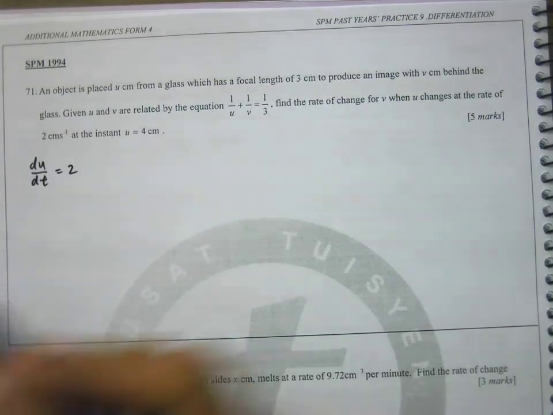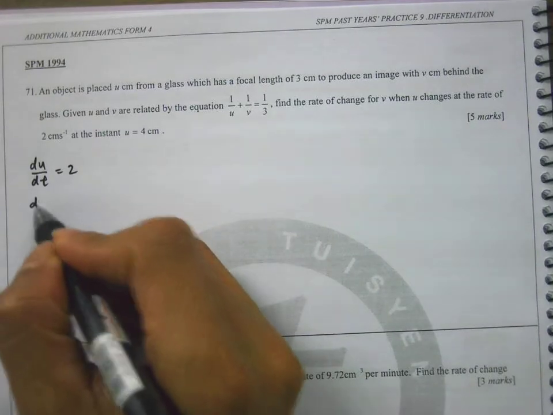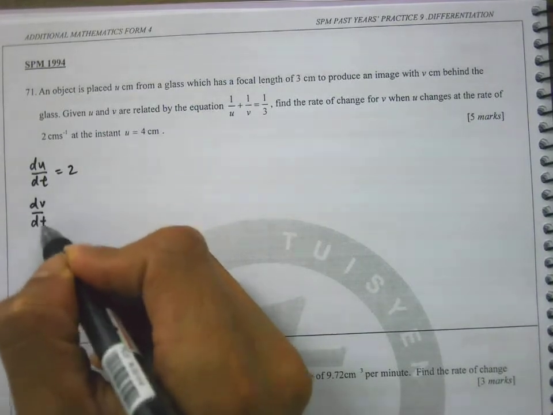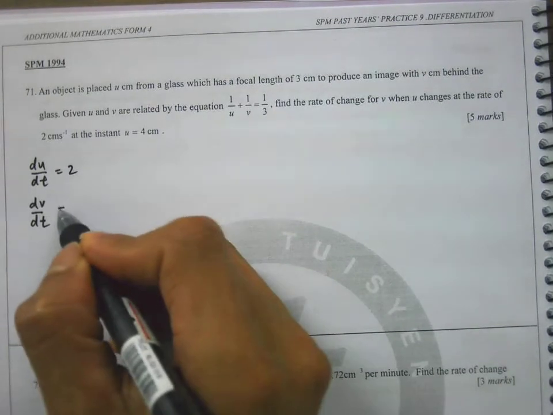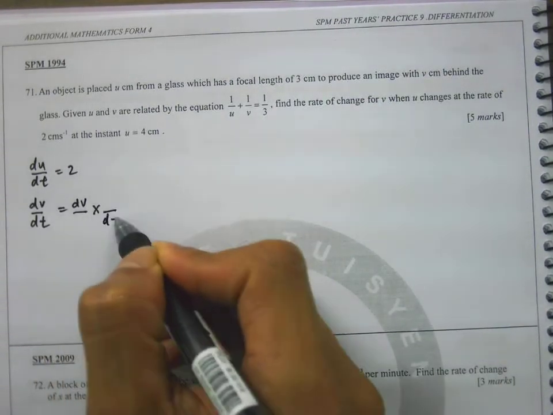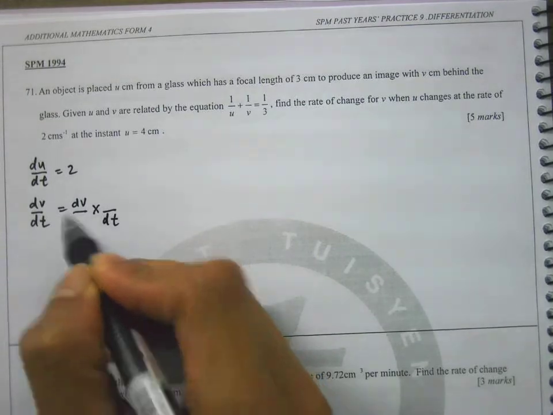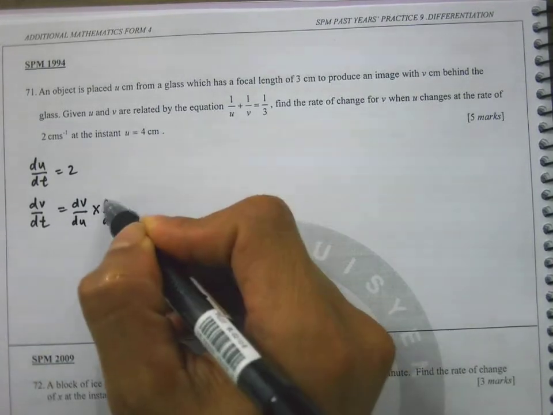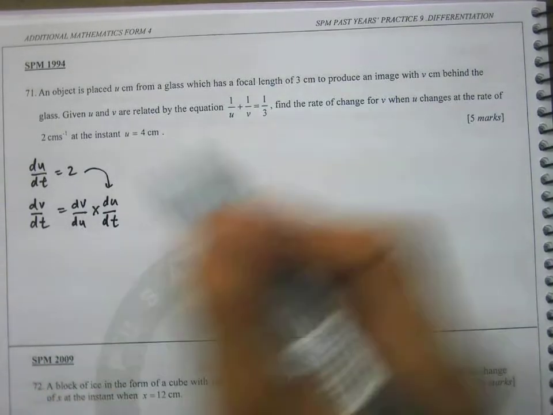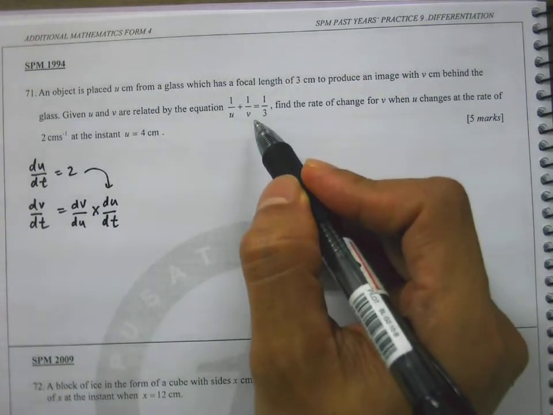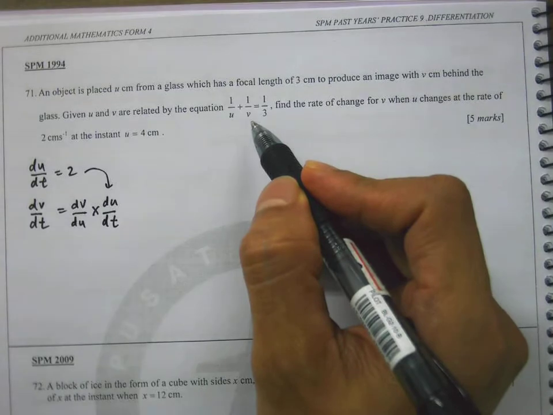Okay? And what are we finding? We're finding dv/dt. Read the question. Rate of change of v. We're finding dv/dt, so we have to use dv/dt. So what do I put here? du/du, you replace it. But dv/du I have to find. To find dv/du, I have to rearrange the equation first before I can differentiate.